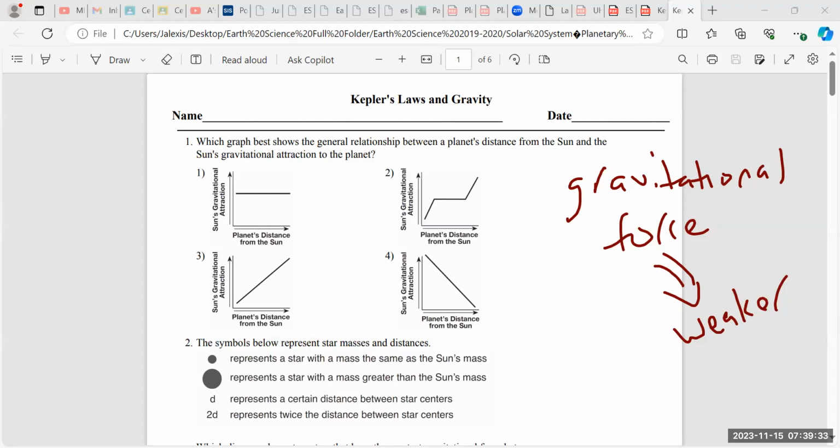So which graph shows me that as you get further away from the sun, the gravitational force is going to decrease? The one that shows that is choice 4. So as the planet's distance from the sun gets farther and farther, the sun's gravitational attraction is going to get weaker and weaker. And so number 1 is 4.